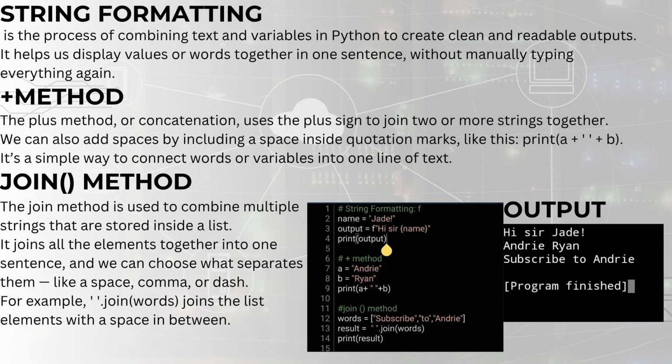So to explain the three, string formatting is the process of combining text and variables in Python to create clean and readable outputs. The plus method uses the plus sign to join 2 or more strings together. It's a simple way to connect words or variables into one line of text. And the join method is used to combine multiple strings that are stored inside a list. So this is the code sample of the program I created, and this is the output. These are examples of concatenation in the Python language.